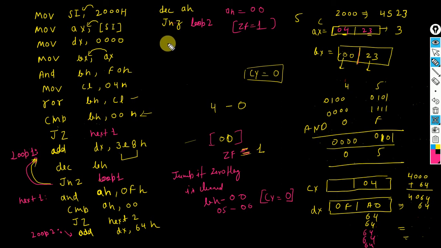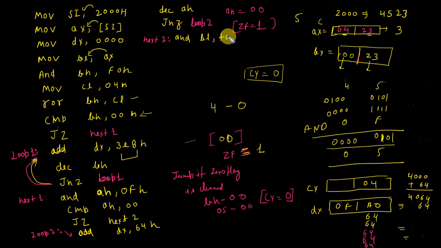So next instruction, first write down the label: next 2. And the instruction is AND BL, F0H.